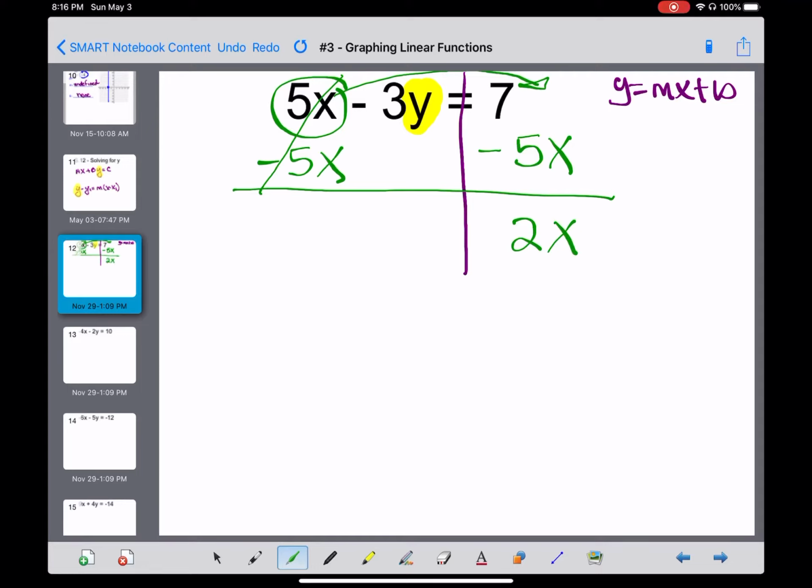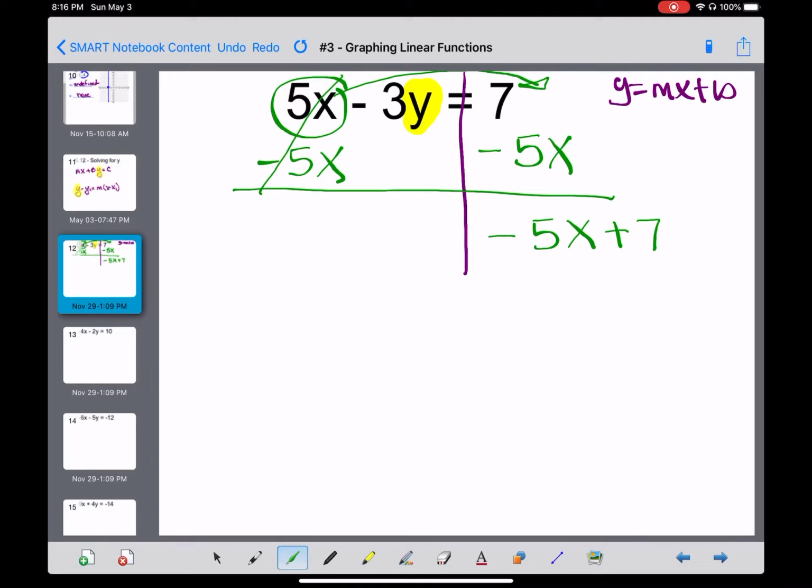No, no, no. You can't do it. And the reason that you cannot do it is because the 7 does not have an x. So they are not like terms. You can't do that, okay? So you're just going to keep them separated. So it's negative 5x plus 7.